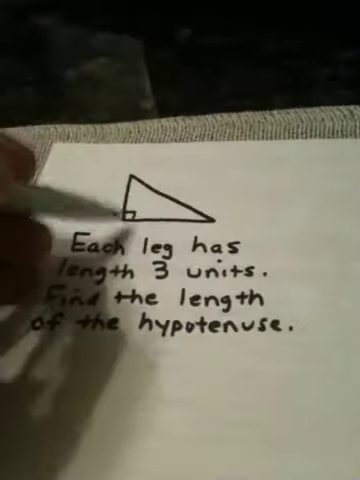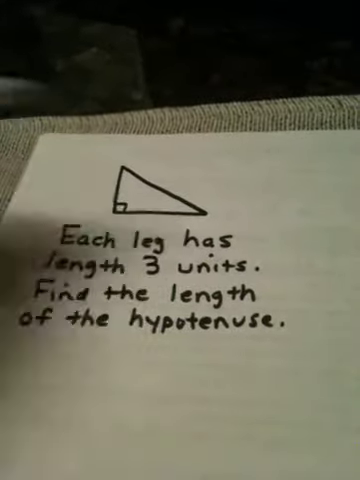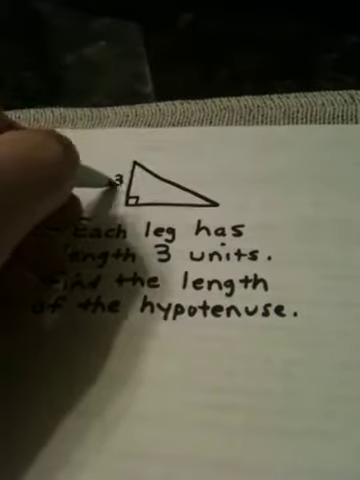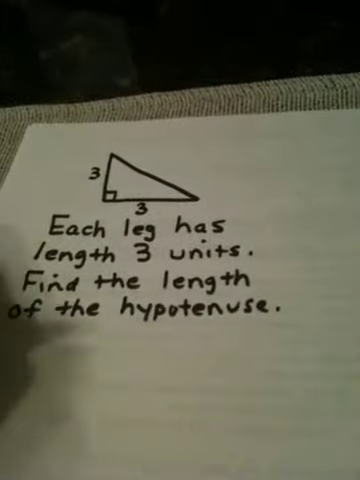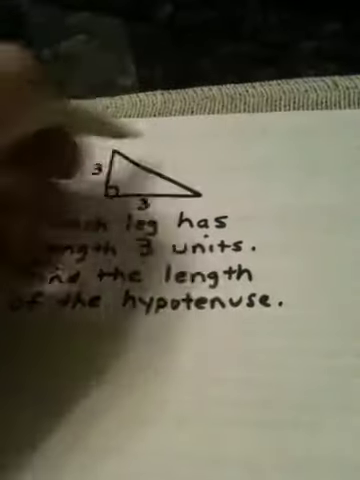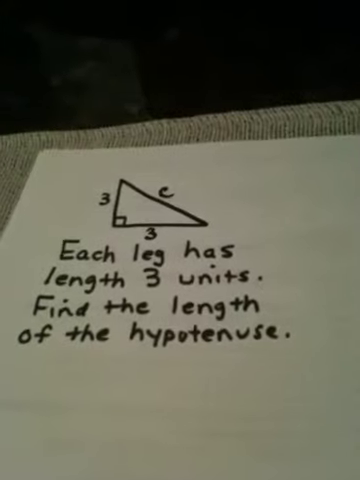Okay, we've got a right triangle, and we're told that each leg has length 3 units. So this leg has length 3, this leg has length 3. Find the length of the hypotenuse. I do not know what that is, but traditionally we call that C, the length of the hypotenuse.